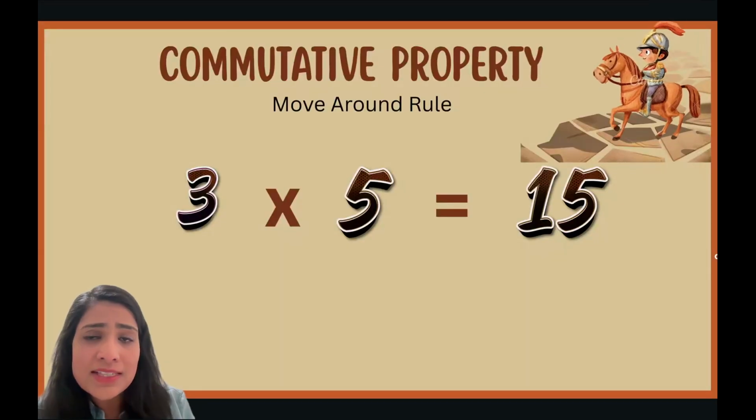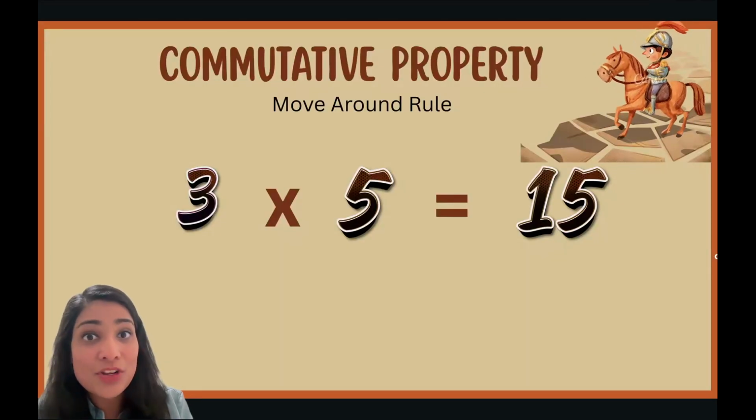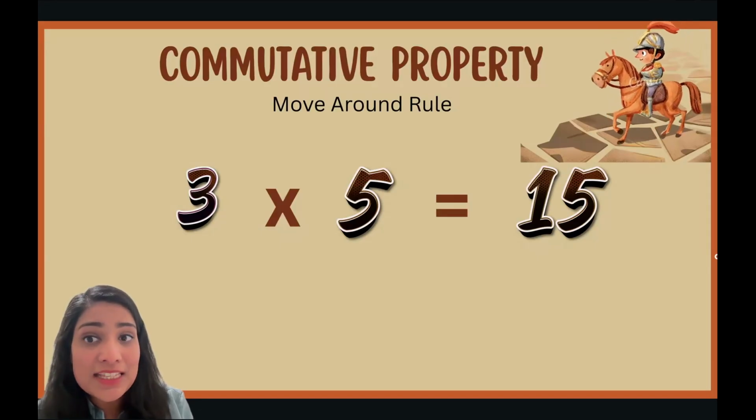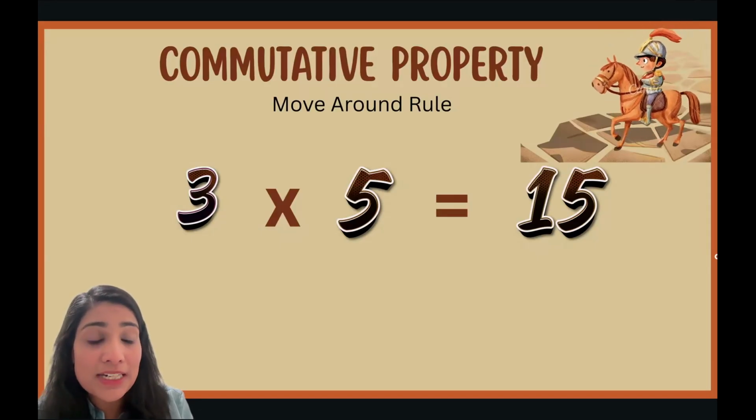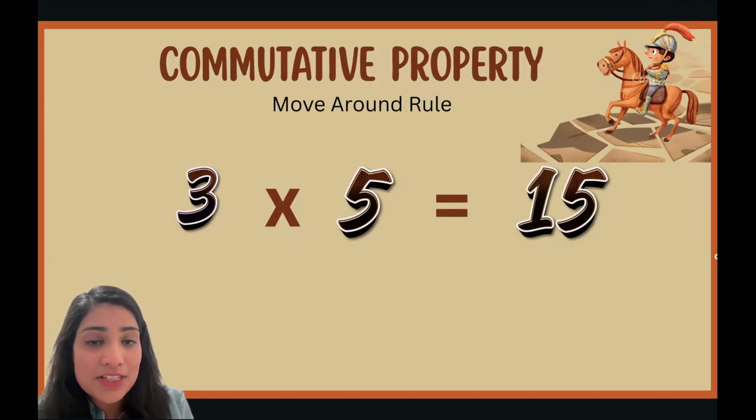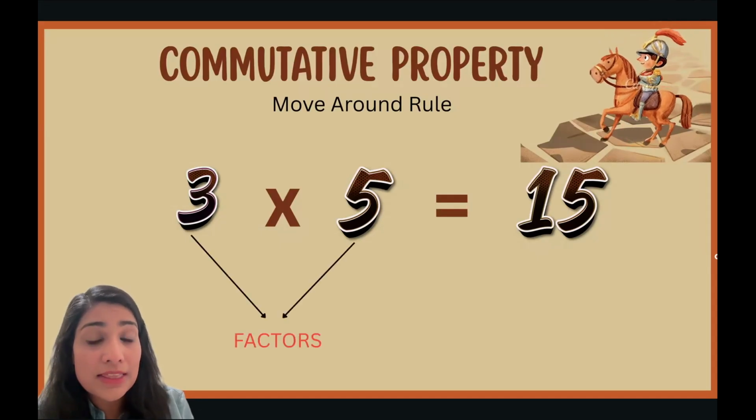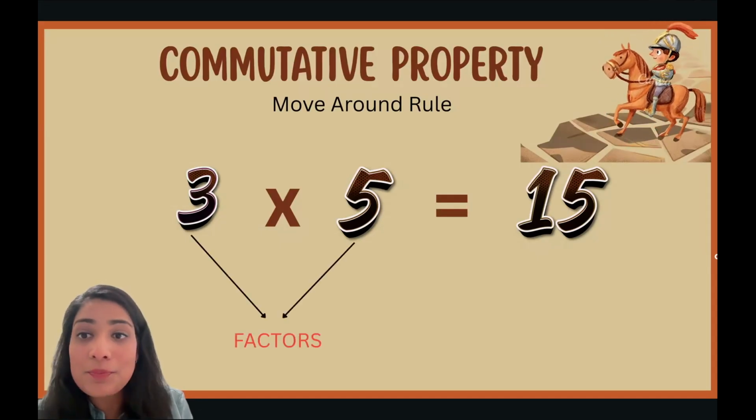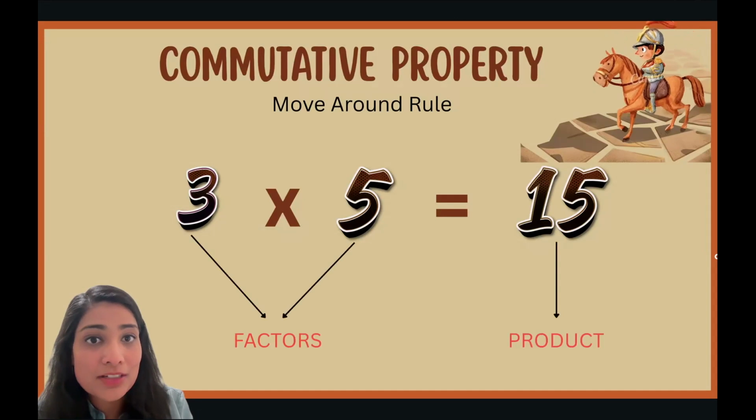Let's continue. Why is it called move around rule? Well, we'll find it out shortly. In this equation, 3 and 5 are being multiplied together. These numbers are called factors, while the result of the multiplication is called product. So 15 is the product.